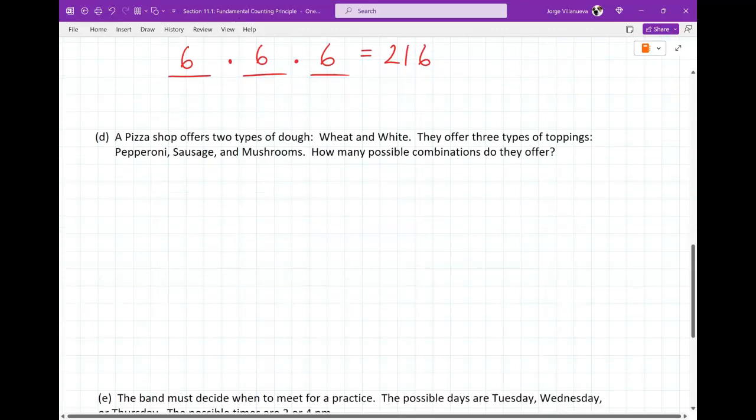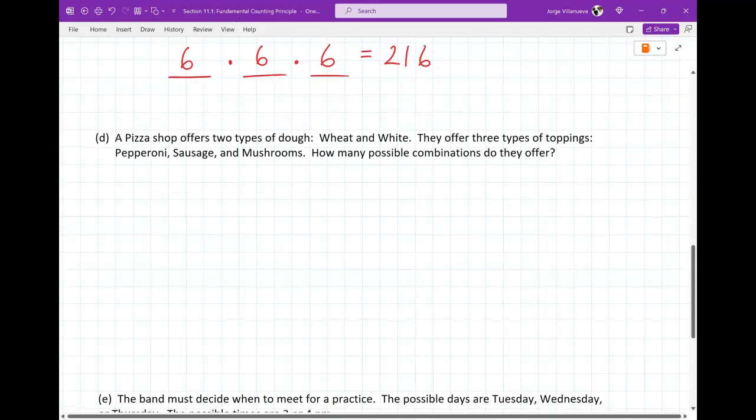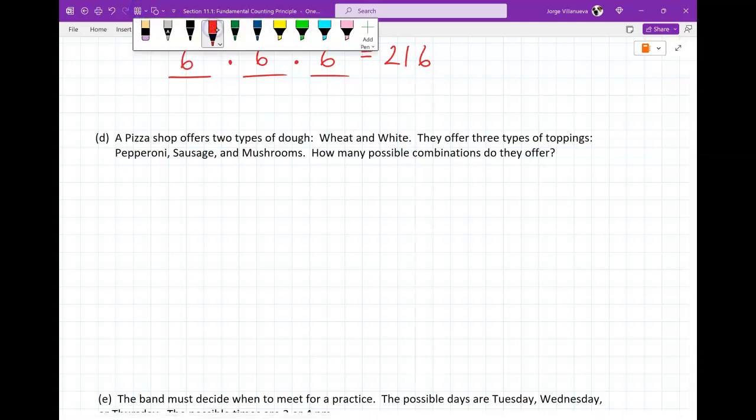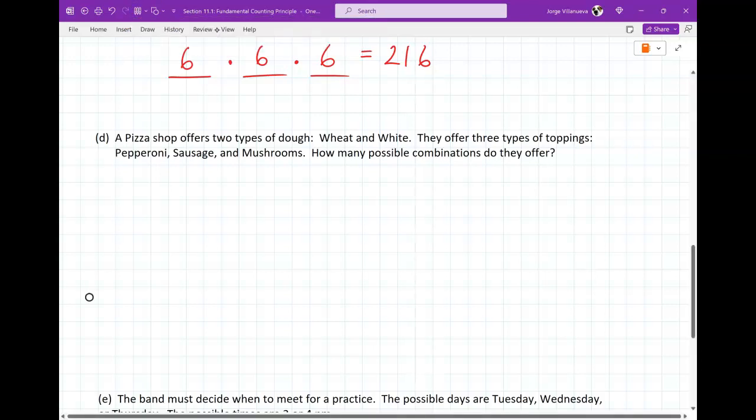All right, here we go. Part D. Now, I don't know if you want to write down this whole thing. It's up to you. But it says a pizza shop offers 2 types of dough, wheat and white. They offer 3 types of toppings, pepperoni, sausage, and mushrooms. How many possible combinations do they offer?